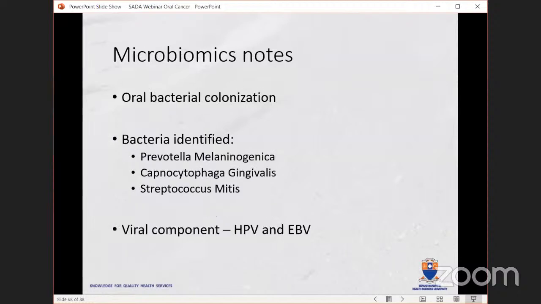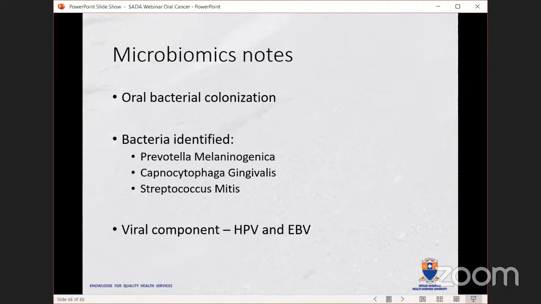The hard and soft tissues in the mouth are colonized by bacteria and are constantly bathed in saliva. So recent technologies have allowed unraveling the complex interrelations between the microbes and the human body. For example, it was revealed that Prevotella melanogenica, Capnocytophaga gingivalis, and Streptococcus mitis, these three, can be utilized as diagnostic markers to discriminate oral cancer from normal subjects with an 80% sensitivity and an 82% specificity.